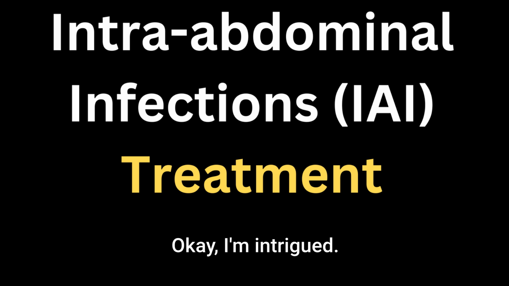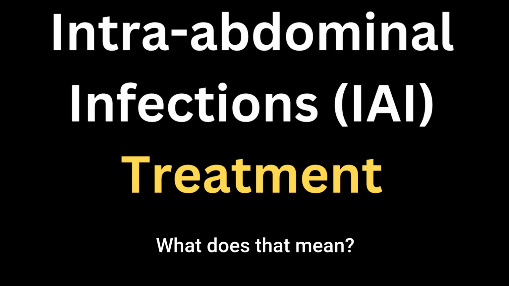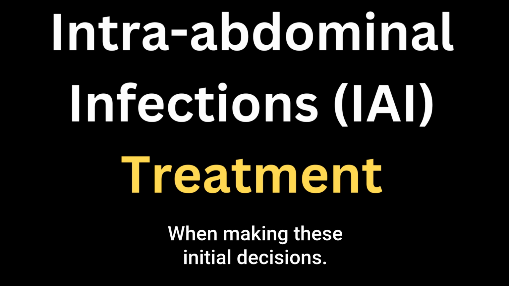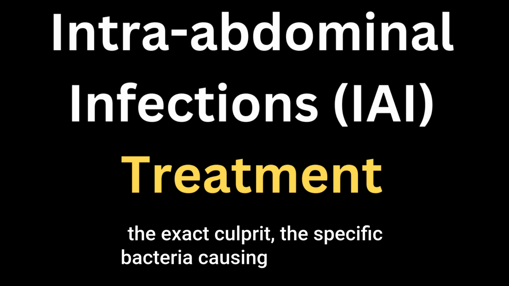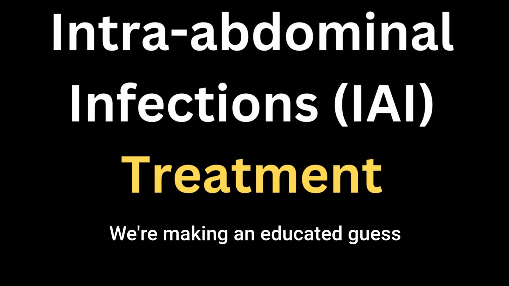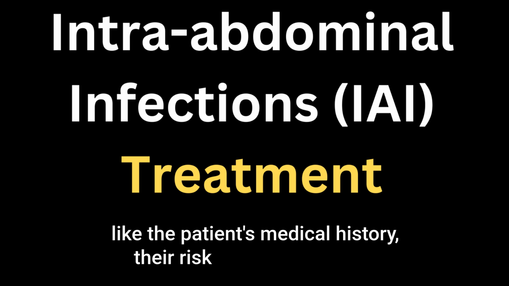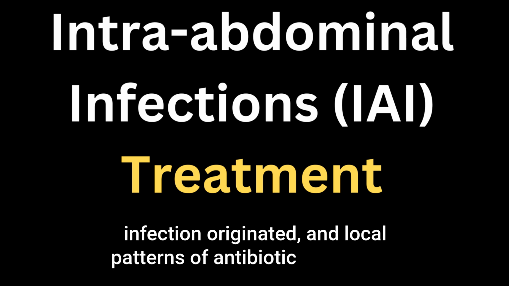Okay, I'm intrigued. I've heard the term empiric antimicrobial therapy used in this context. What does that mean? And what factors do clinicians consider when making these initial decisions? Empiric means that we're choosing antibiotics before we know the exact culprit, the specific bacteria causing the infection. We're making an educated guess based on the available information, like the patient's medical history, their risk factors, where the infection originated, and local patterns of antibiotic resistance.